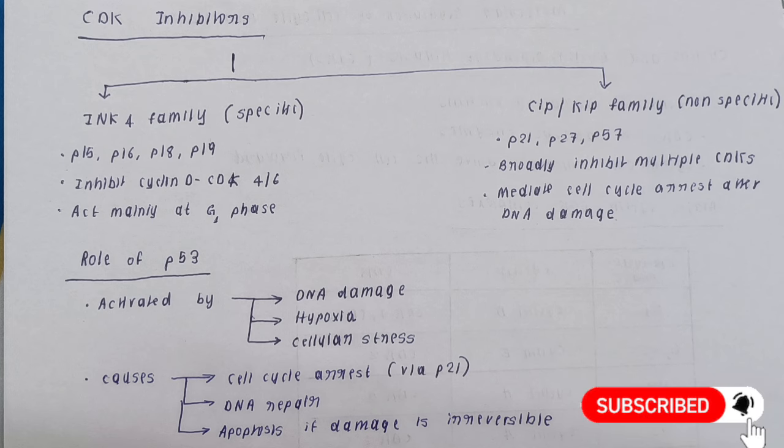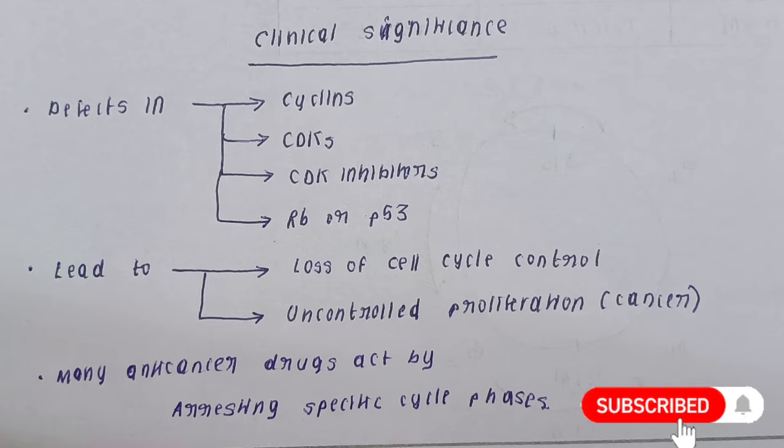Then last but not the least, the clinical significance. So if there are any defects in cyclins or CDKs or CDK inhibitors or retinoblastoma or P53, it will lead to the loss of cell cycle control, which causes uncontrolled proliferation, which may lead to cancer. And many anti-cancer drugs act by arresting specific cell cycle phases.